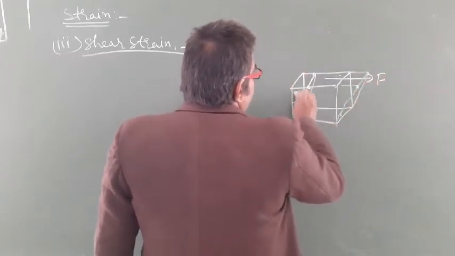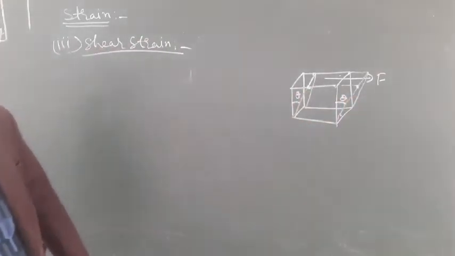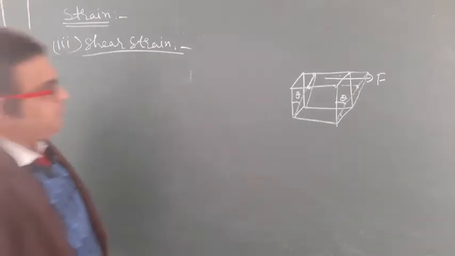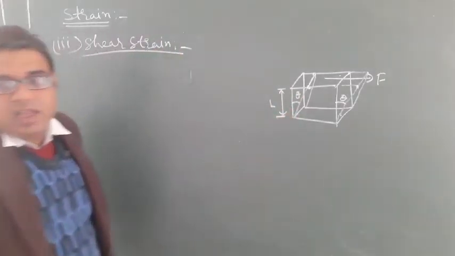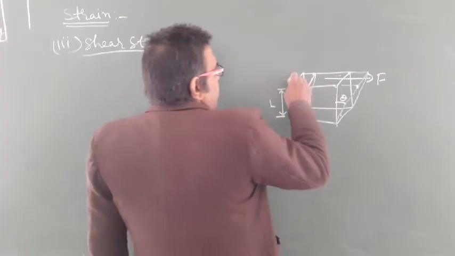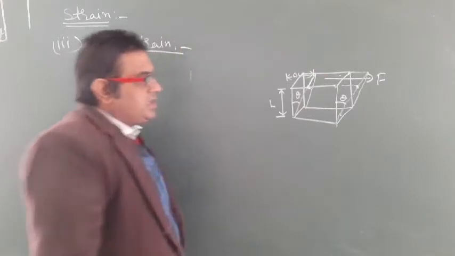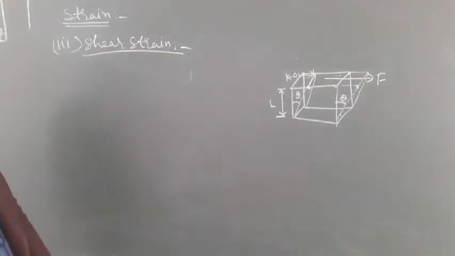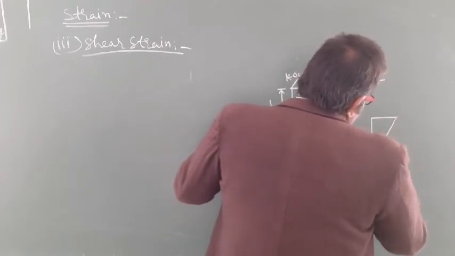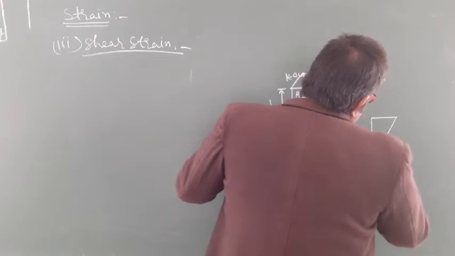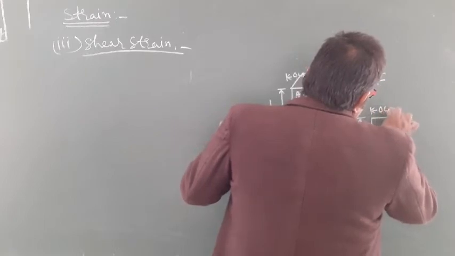So this angle will be theta. Shear strain: suppose this is a cube of length L. Due to shear stress, the length changes by delta L. Now look here, a triangle is formed. This is theta, this is L, and this is delta L.